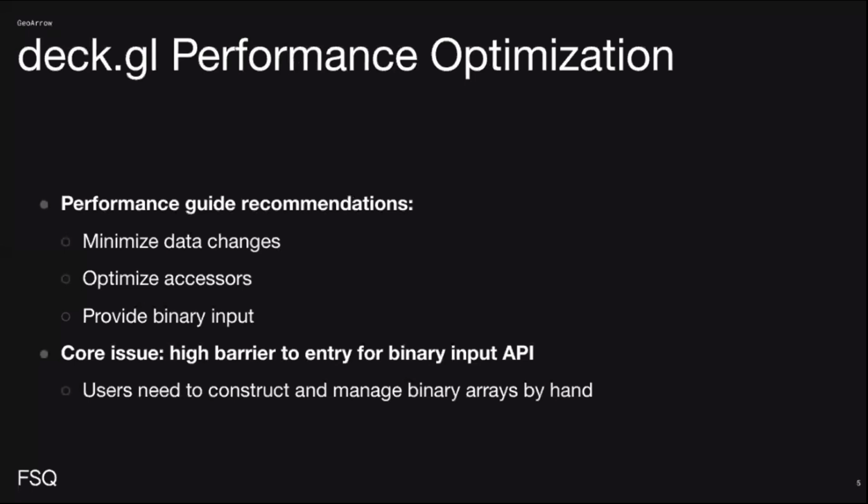So the core issue, I believe, here is that the binary input API is super, super efficient, but it's kind of hard to use. Users have to construct these arrays by hand. They have to manage how they load that data, how they handle that data. And then if they have malformed buffers, sometimes it doesn't look very good in deck.gl if the data is slightly invalid.